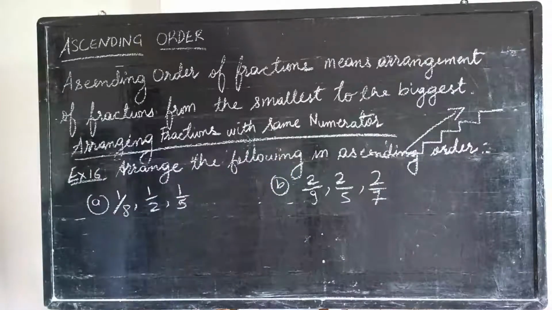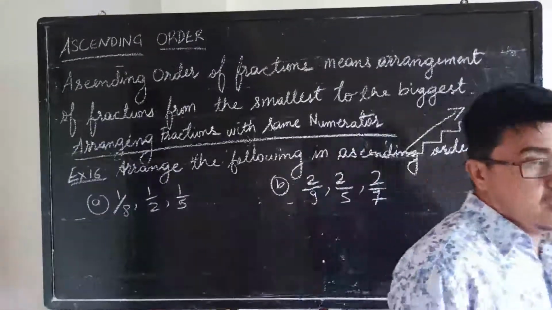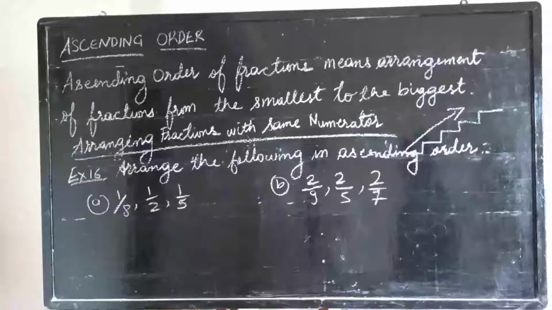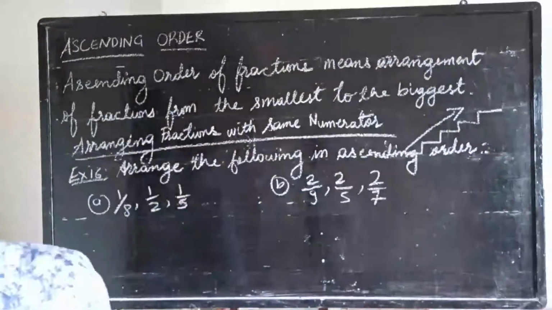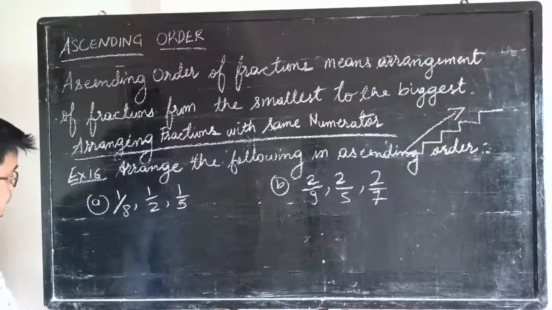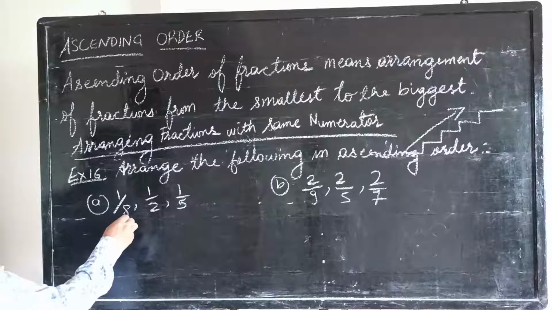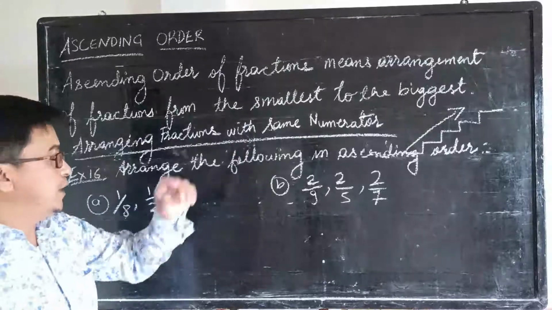So when the numerators are the same, here the numerators are all 1, 1, and 2, 2, 2. When the numerators are the same, the fraction with the biggest denominator is the smallest, and the fraction with the smallest denominator is the biggest. Now look here. Look at the denominators only: 9, 5 and 7. Ascending order means small to big now.